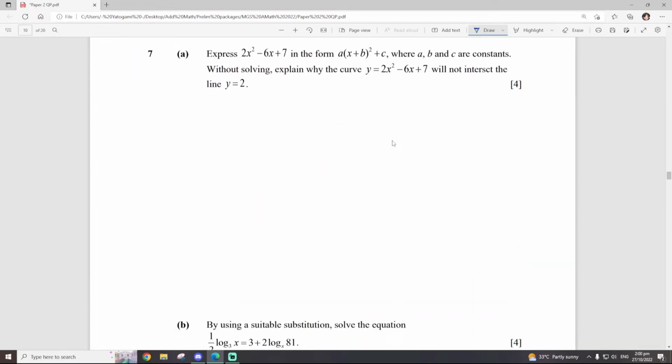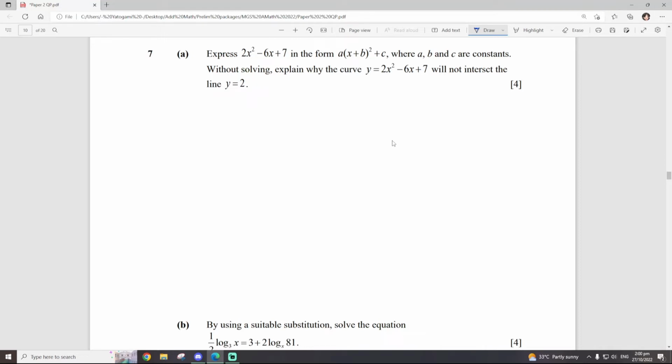Express this in the form a(x plus b) squared plus c. I believe this also came out for the O-level paper already, but good practice nonetheless. So I always tell myself when I complete the square, always make the coefficient 1 first so that you don't screw things up for yourself. In fact, they are kind of helping you with the a there.